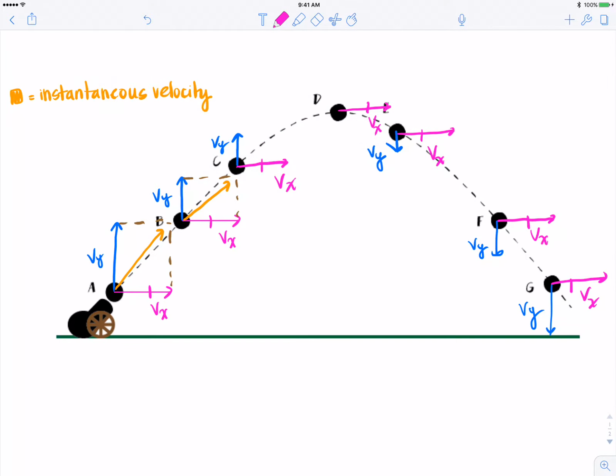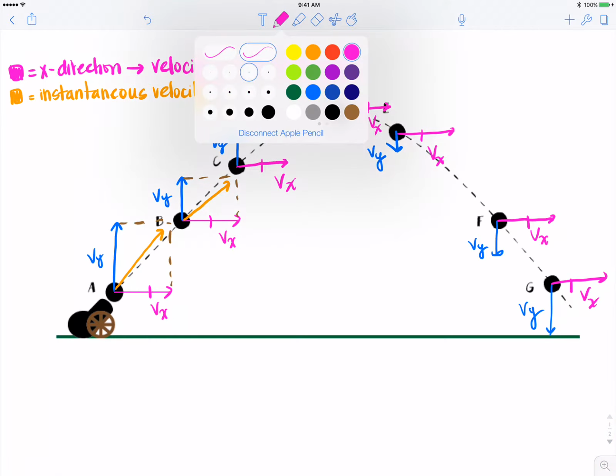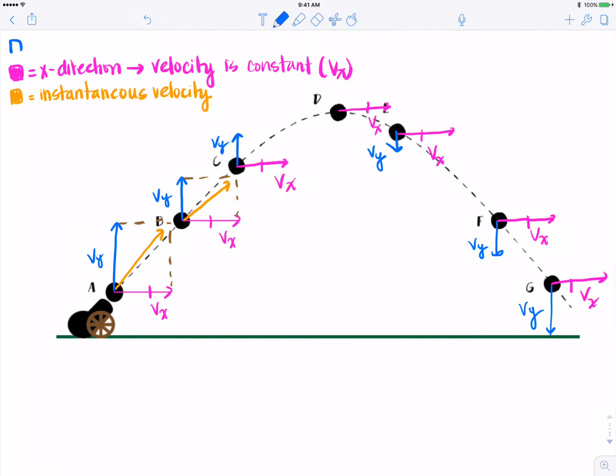Now a couple of other things happened on this image. We said that in the x direction, the most important thing to remember is that velocity is constant. Okay, so v sub x is constant. So x direction, think of constant velocity. Y direction, think of constant acceleration. Okay, acceleration is constant, and that's due to gravity.